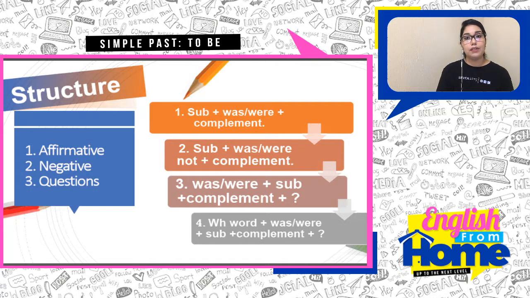Let's remember which ones are the interrogative questions. What, where, why, when, who, and whom. Okay, so what are we going to do in this case? For this case, we have to use first the WH word, what, where, when, why, etc., plus was and were, and then we have to add the subject, and finally the complement and the question mark. For example, what were you planning to do? That's just an example, okay?